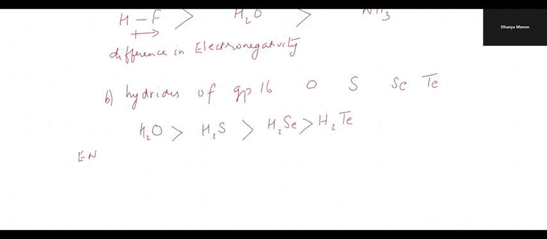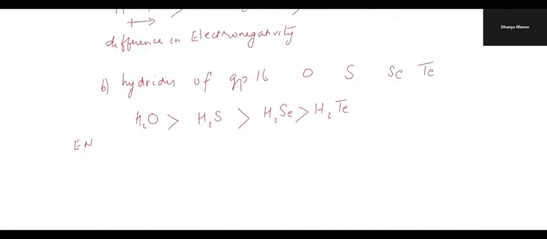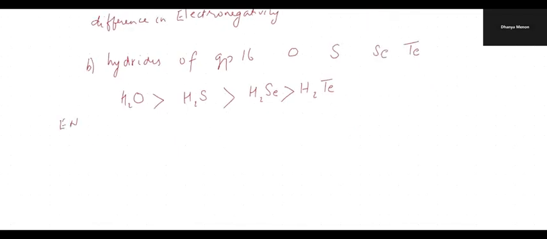Okay, now here also, if we consider the charge factor and the distance factor, if we consider the charge factor, then water is correct. If we consider the distance factor, then we have to go for tellurium. But always we consider the charge more. So that is why this order is correct, where water is more polar than H2S, than H2Se, than H2Te.